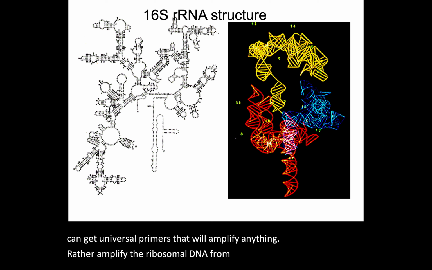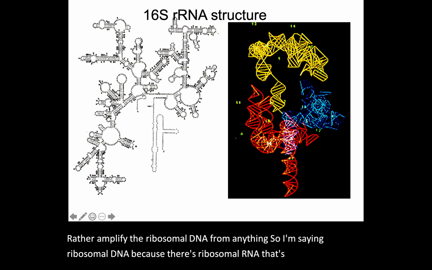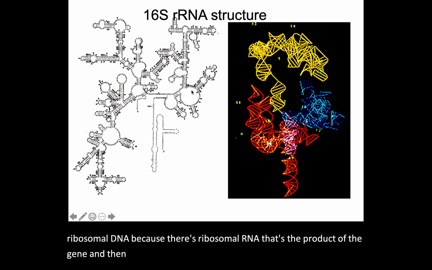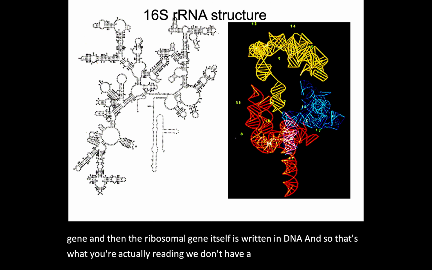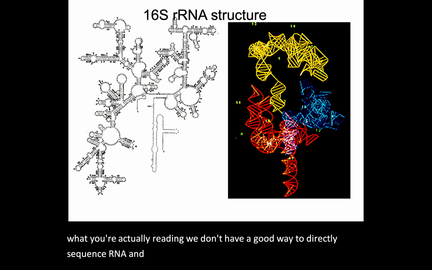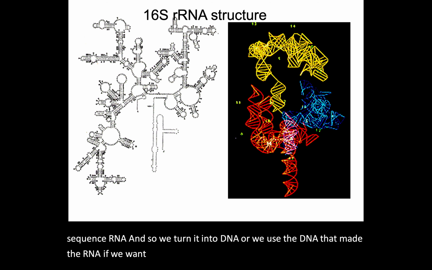I'm saying ribosomal DNA because there's ribosomal RNA, that's the product of the gene, and then the ribosomal gene itself is written in DNA, and so that's what you're actually reading. We don't have a good way to directly sequence RNA, and so we turn it into DNA, or we use the DNA that made the RNA if we want to read out an RNA sequence.